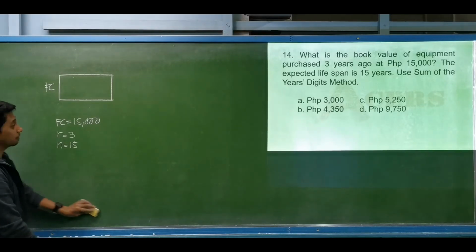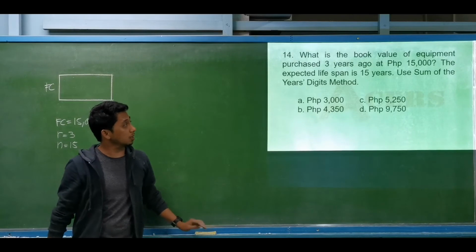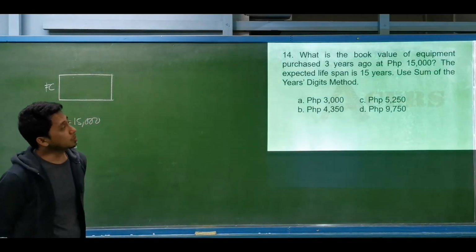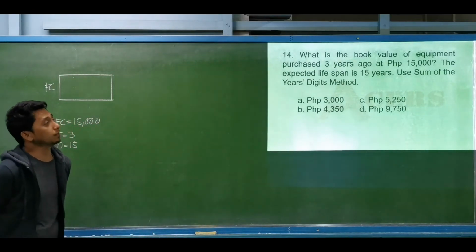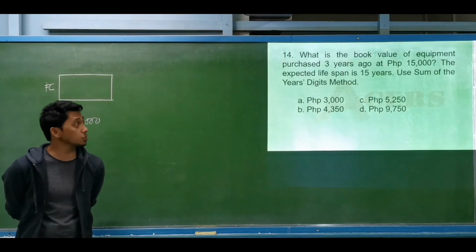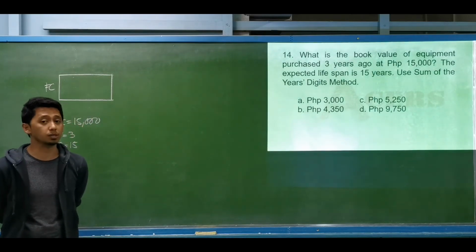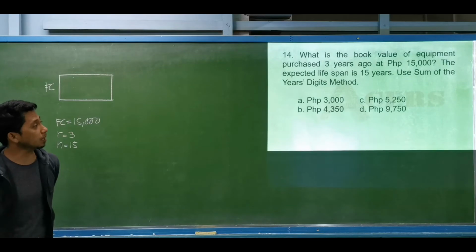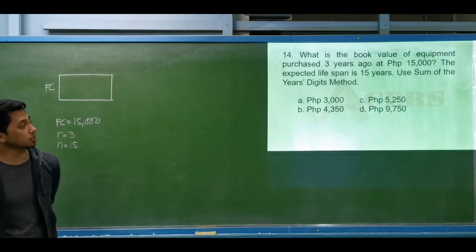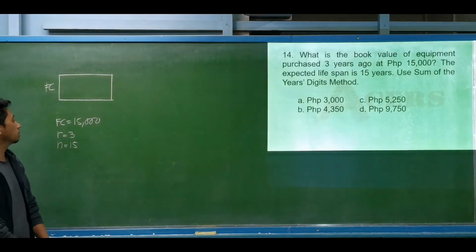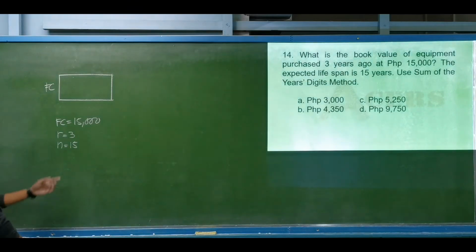Okay, so let's have an example for the sum of the years digits method. What is the book value of equipment purchased 3 years ago at 15,000 pesos? The expected lifespan is 15 years. Use the sum of the years digit method. So we have the value of r equal to 3 and the value of n equal to 15.